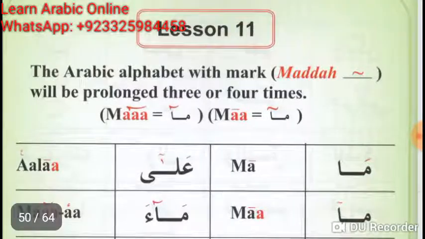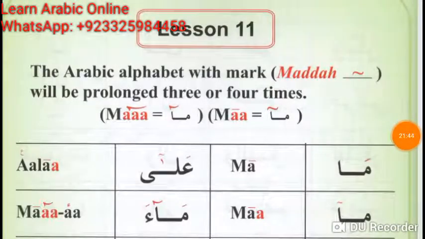Okay, lesson number 11. Here you will study about Madda. First, you have studied about Alif Madda, Ya Madda, Waw Madda. Do you remember? Yes. So, here we will study about another Madda. In Alif Madda, Waw Madda, Ya Madda, erect Fatha, erect Kasra, erect dhamma, and inverted dhamma, we elongate two times.